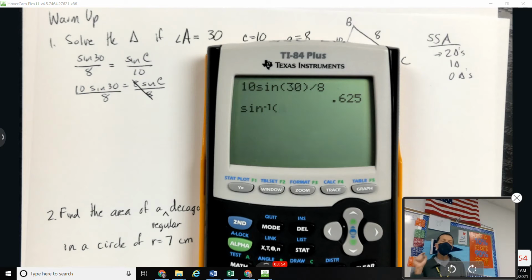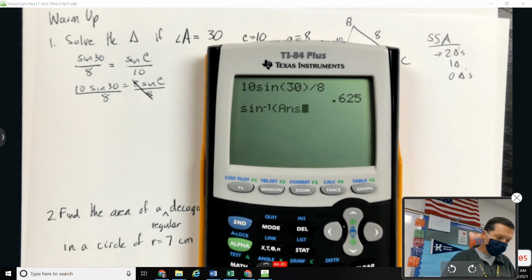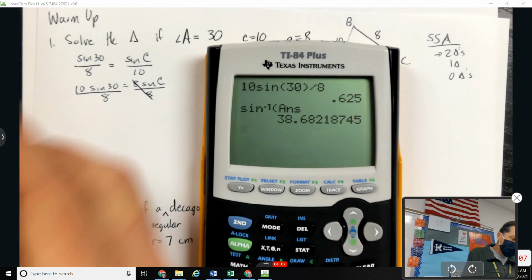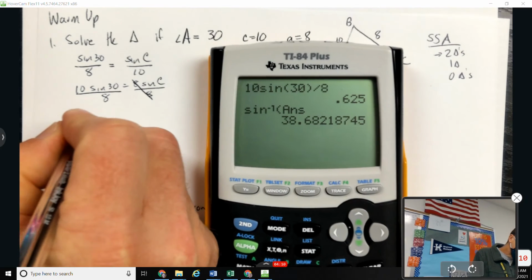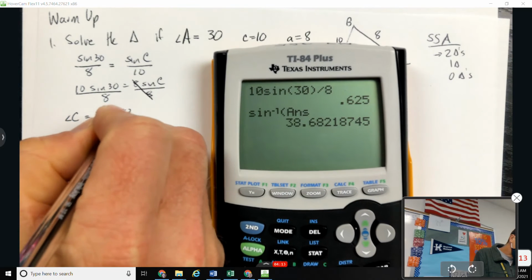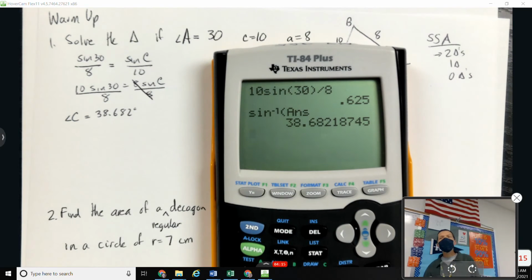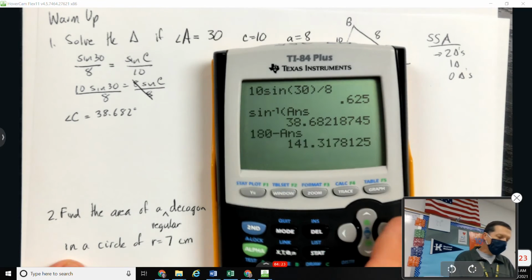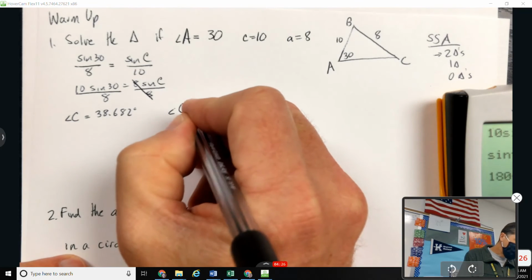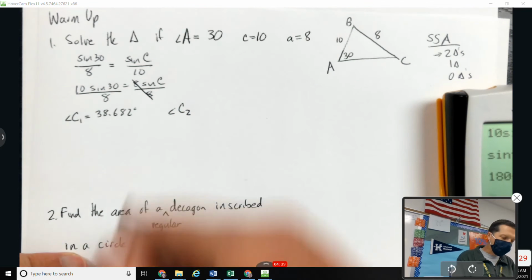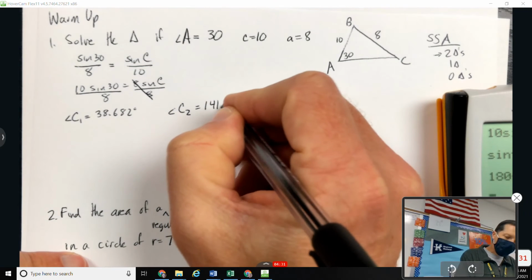Now when you hit inverse sine, that's when your brain needs to start sending off alarm bells that, okay, my calculator is going to give me an answer, but there's another answer to this problem. So yeah, inverse sine of 0.625 is 38.682. And that's not wrong, it's just there's another answer, which is 180 minus whatever the calculator told me. So my other possibility for angle C, so now I'm going to split them up and call them C1 and C2, is 141.318.